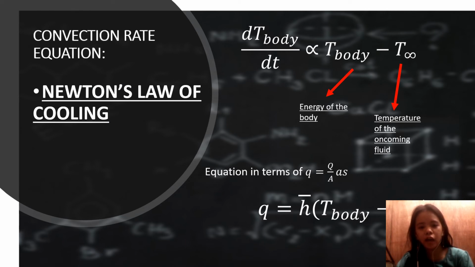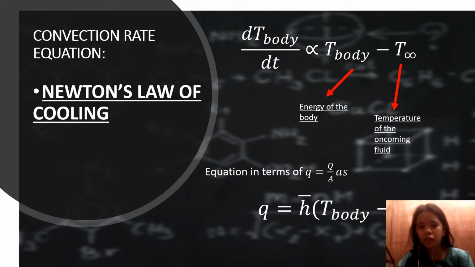So this is Newton's law of cooling. The heat flux is proportional to T body minus T infinite, where T body is the temperature of the body and T infinite is the temperature of the incoming fluid. So the equation in terms of Q over A is Q equals h times T body minus T infinite. This is the steady state form of Newton's law of cooling as it's usually quoted, although Newton never wrote such an expression.